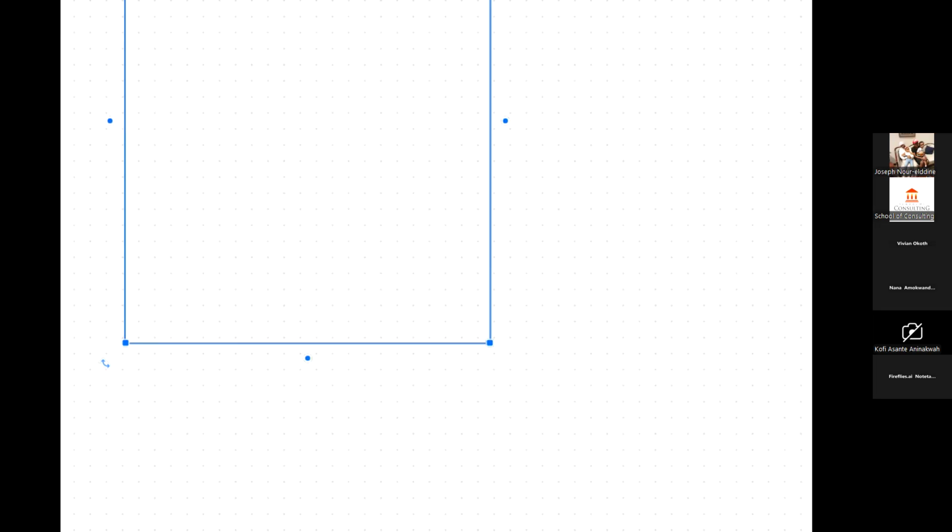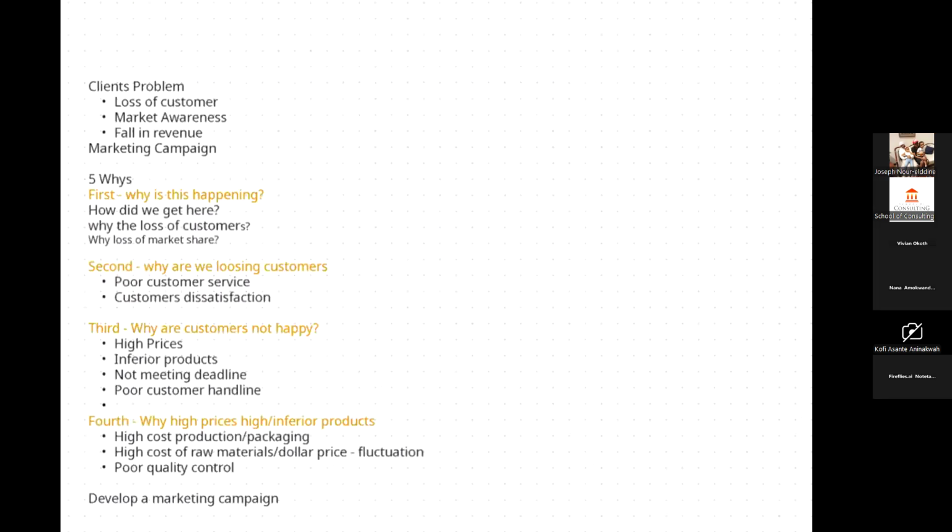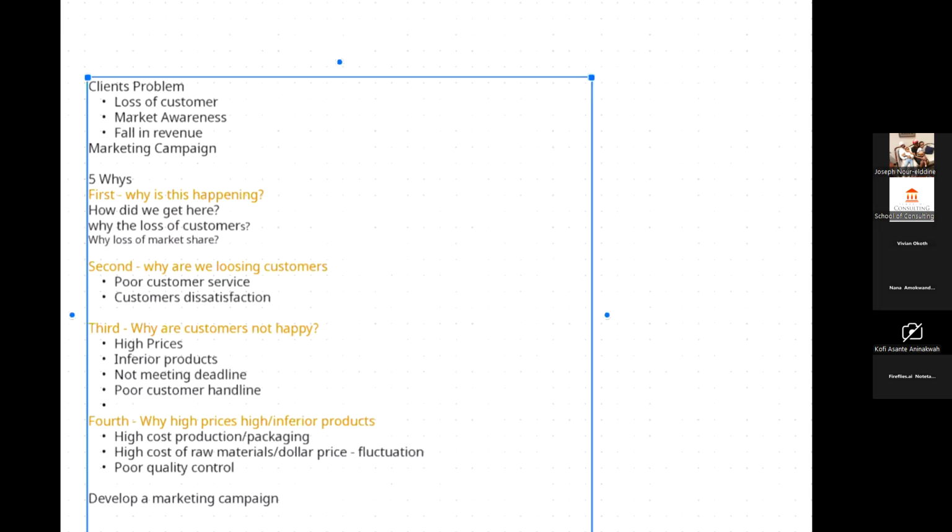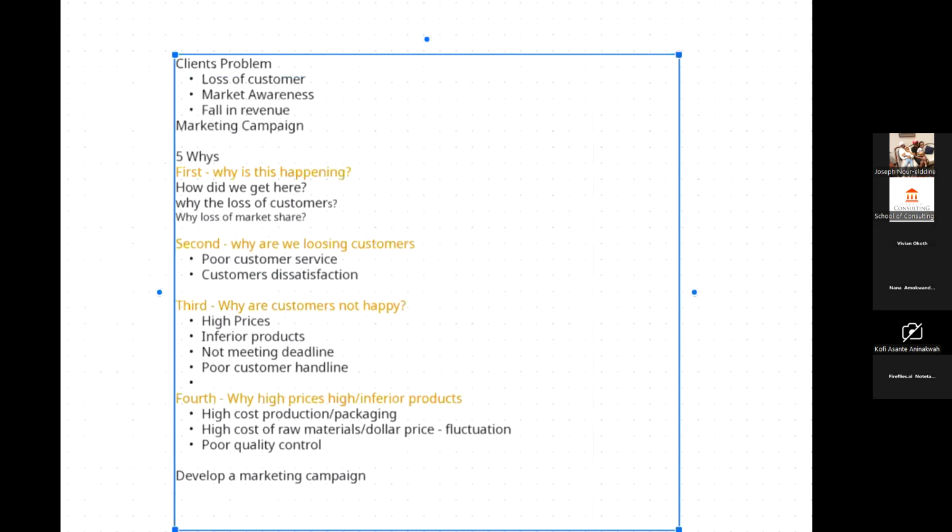And remember what the client says? The client says, develop a marketing campaign. That's what the client has asked for. Now, if you develop a marketing campaign, would this solve the company's problem? No. Okay. Anyone else? Anyone disagrees with that? Yeah, you will solve some, but not all.